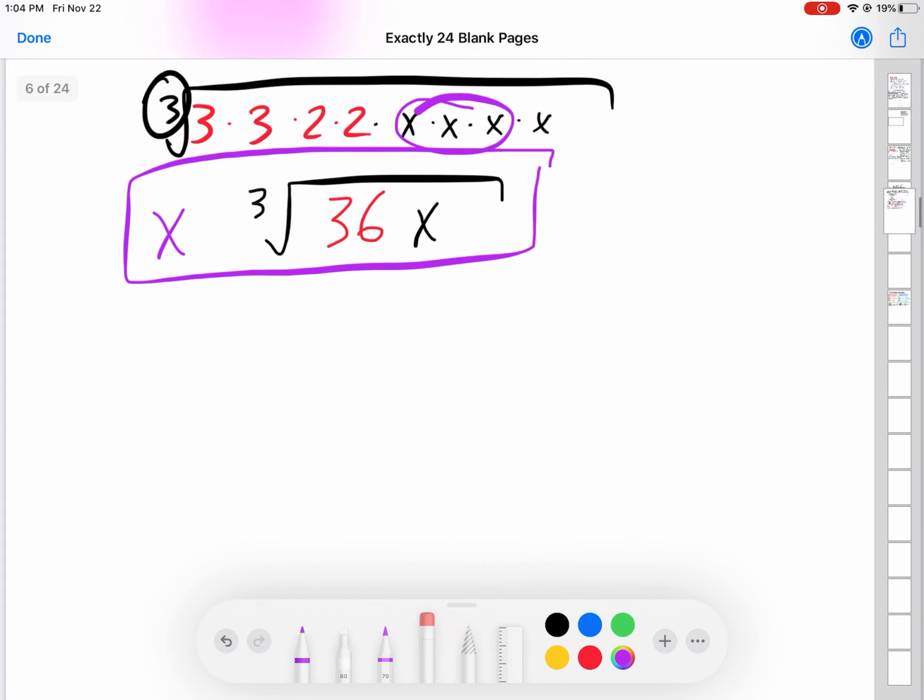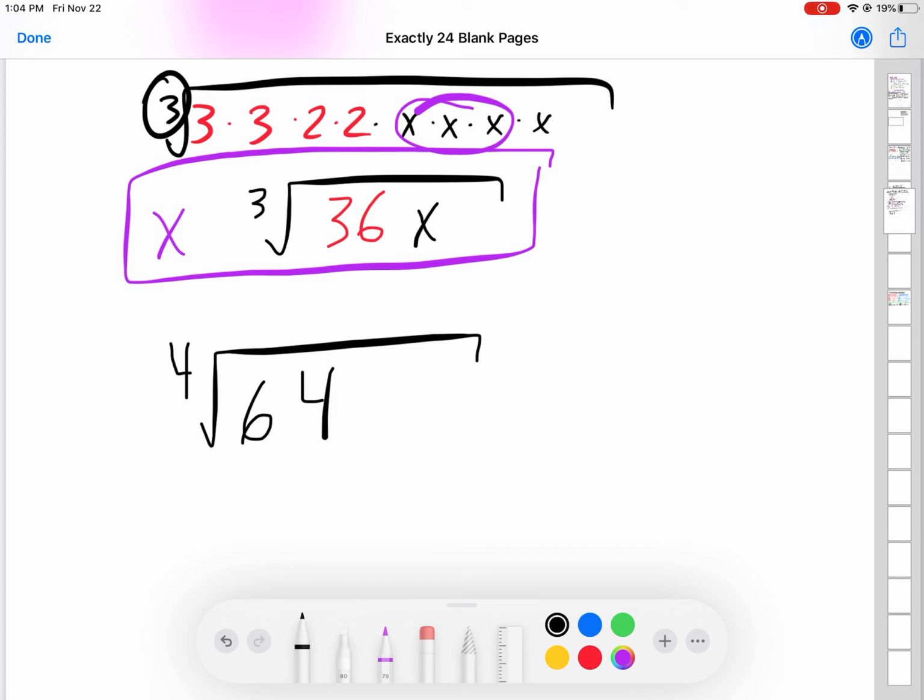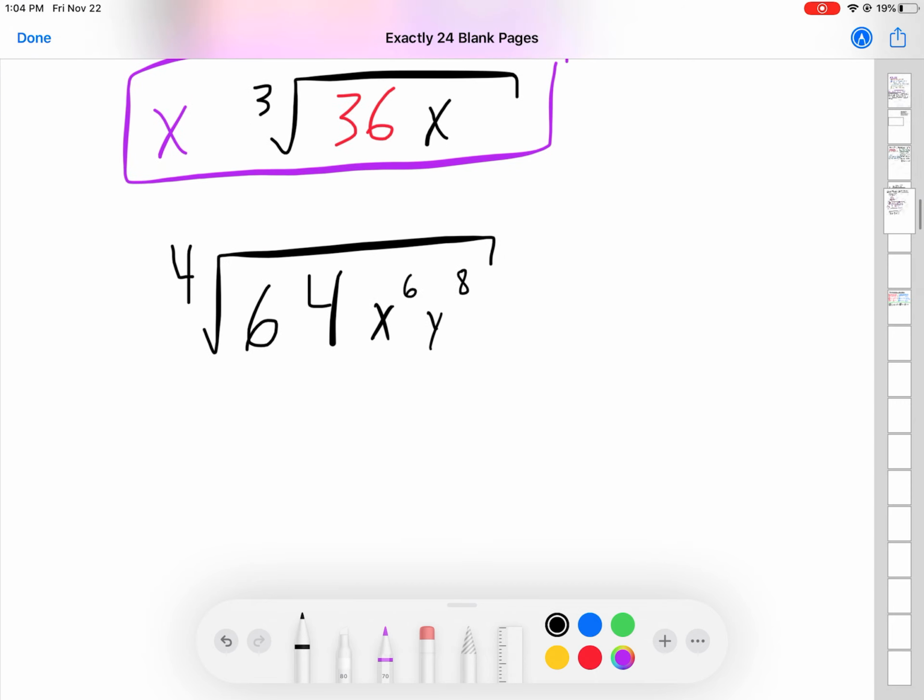We did a cube root. Let's do a fourth root this time. Let's do the fourth root of 64. Whoops, sorry. Let's do some more x's and y's in there. Let's do the fourth root of 64, x to the 6th, y to the 8th. Looks hard, but don't worry, it's not bad. Let's break down 64 first, okay? Let's do a different number. Let's do 4 and 16. Why not? Doesn't matter what you break it down into.